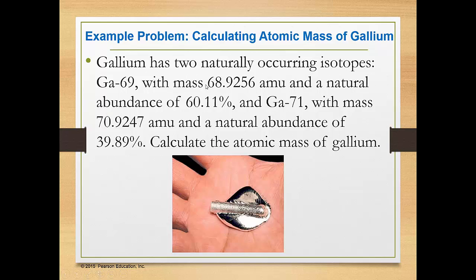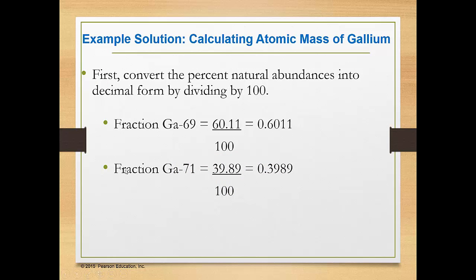So I have two isotopes. Here's the first one, the mass of it. Here's the abundance of it. So I just need to change this to a fraction, move the decimal point 1, 2, multiply these two numbers together. Do the same thing for the second one. Here's the mass number. Here's the percentage, change it to a fraction, multiply those two. Whatever the two numbers are that I get when I do those multiplications, add those two together. So here's the first part. I'm going to convert the percentages into the decimal form. Just divide by 100. So 0.6011.